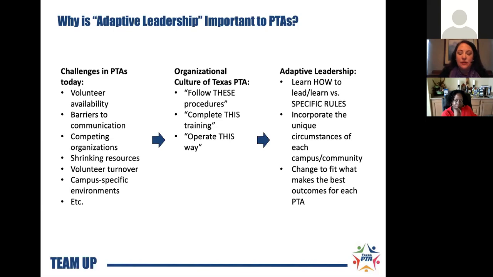This adaptive leadership framework helps leaders learn how to lead, how to look at a challenge, how to ask the right questions, versus which specific rules or policies state an outcome should be.